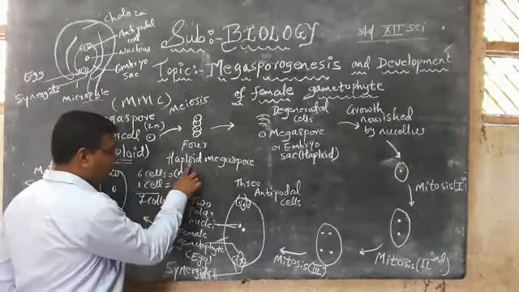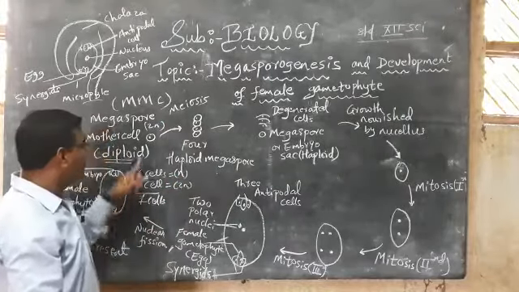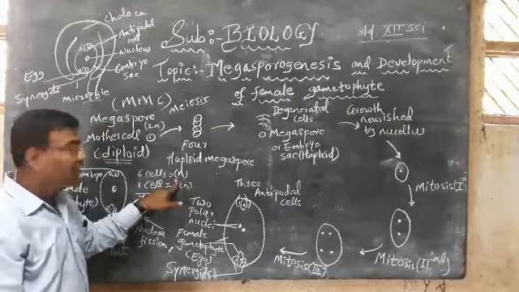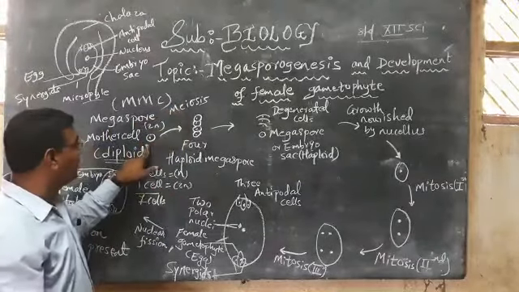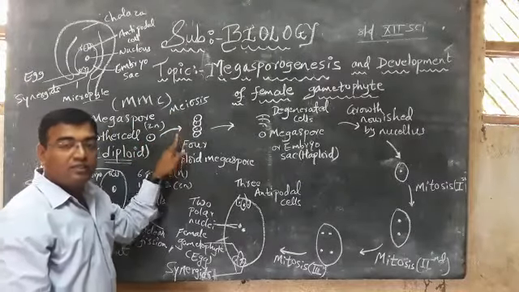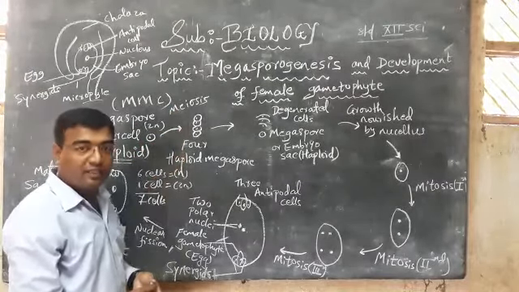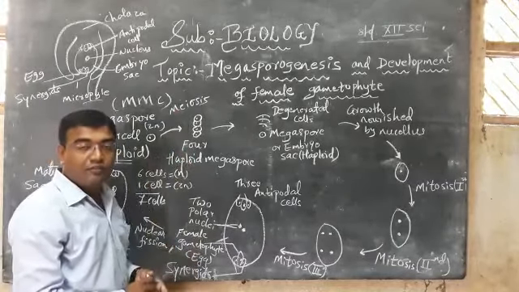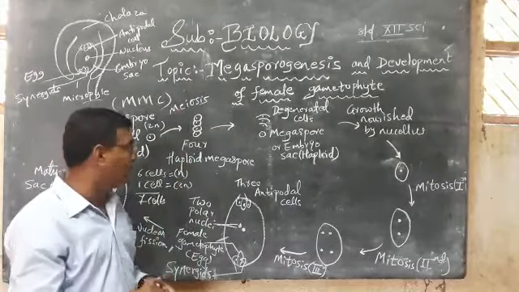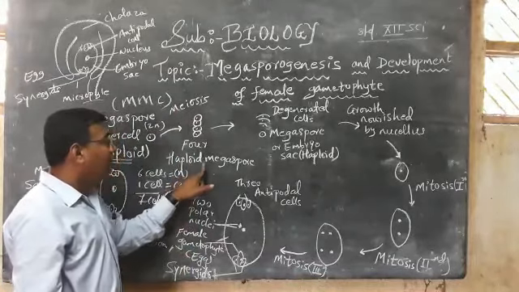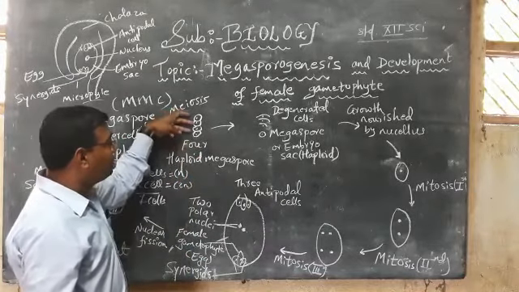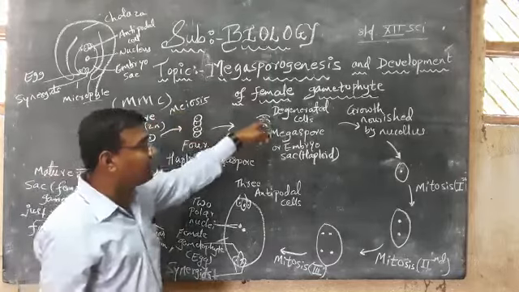Haploid means N. Means 2N will be divided into N, and it will form 4 cells. Means a single cell will be divided into 4 cells. This topic we have seen in 11th standard. It is one of the important topics which is correlated with last year's topic. So let us see the haploid megaspores. But what about the upper 3 cells? The upper 3 cells get degenerated.